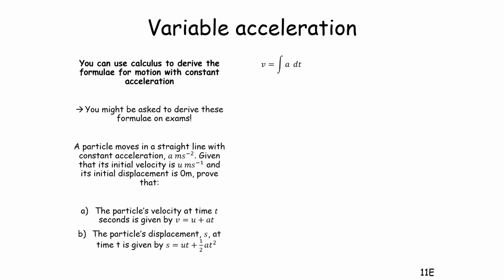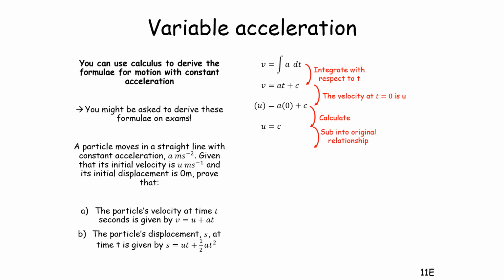So the first thing you do is, you know v is equal to the integral of a dt. To integrate with respect to t, you'll get v is equal to at plus c. The velocity at time t equals 0 is u, because that's the initial velocity. So we can replace the v with u at time t equals 0, so replacing t with 0 will give us c equal to u. And then once you get your c, you can rewrite this as v equals u plus at.